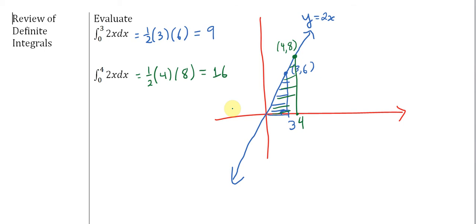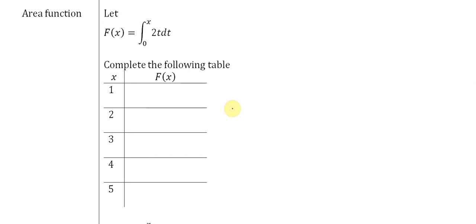Now let's continue and let's discuss an area function. We're going to define a function in terms of the area, and we're going to call this function big F of x. So let's talk about what this function machine really does. Big F is going to take in an x coordinate, and it's going to output an area.